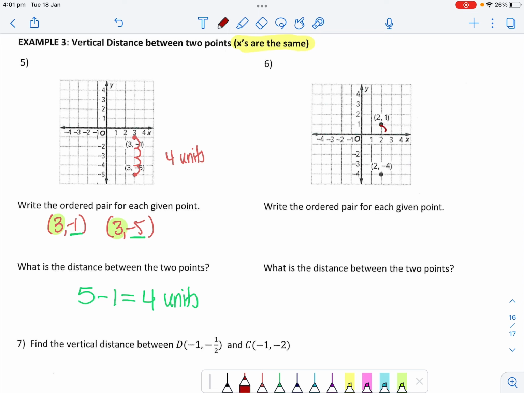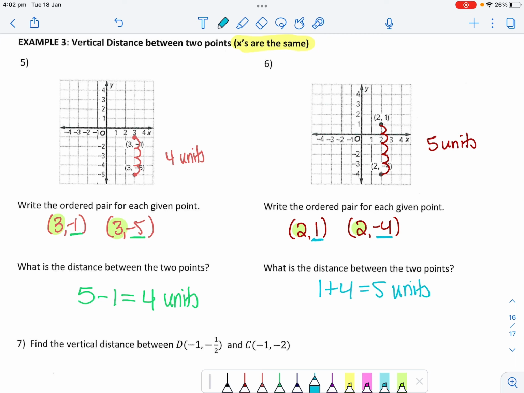Over here, I'm going to count 1, 2, 3, 4, 5 units. And then I've got 2, 1 and 2, -4. So my x coordinates are the same this time. So I'm going to use 1 and 4. Those signs are the opposite. So 1 + 4 is 5 units.